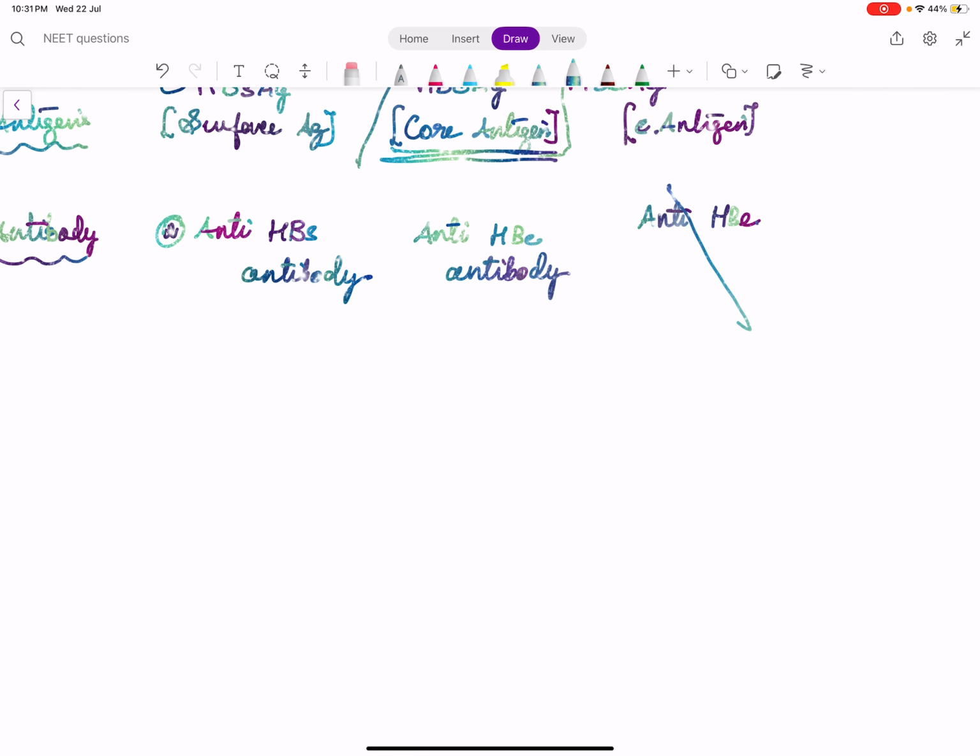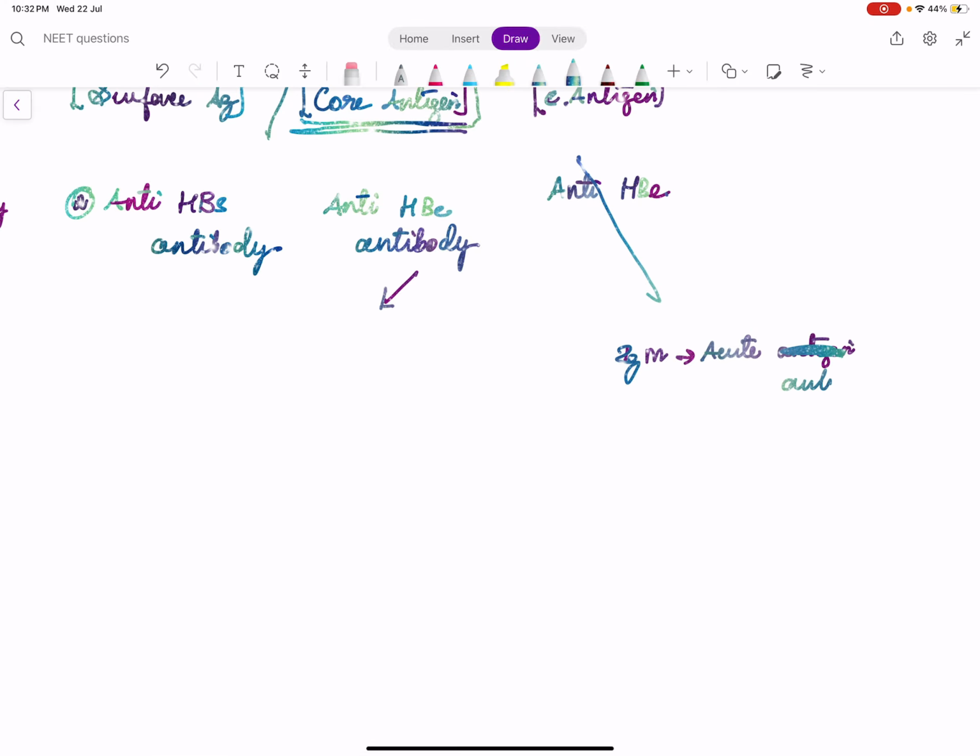Remember, we have 5 types of antibody: IgG, IgA, IgM, IgE, and IgD. The mnemonic is GAMED. IgM is the acute antibody. Whenever an acute infection is there, the first one to start is IgM. It's a pentamer. IgG is the chronic antibody. Whenever an infection is chronic, IgM gets converted to IgG by class switching.